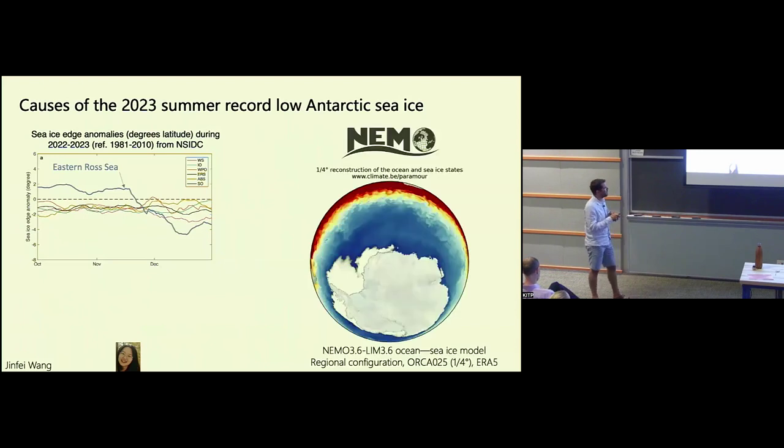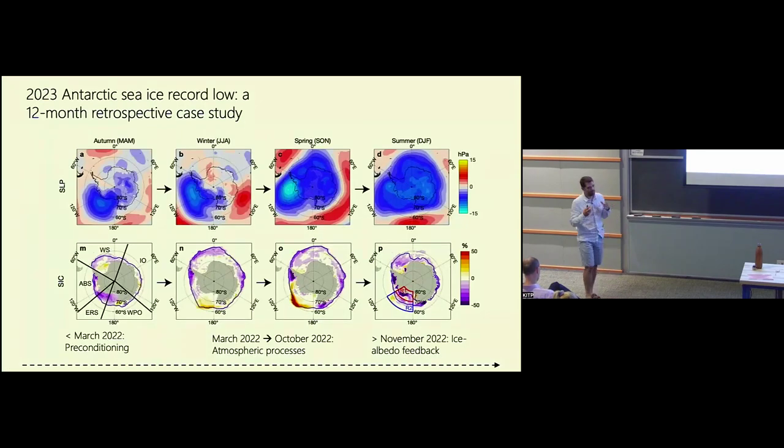For that, we used observations and this NEMO ocean sea ice model, and we really proceeded chronologically, starting 12 months before the record and going month by month to look at the maps and try to understand what was going on. We started in the season before the record, in autumn, after the previous minimum in summer, and we noticed a massive Amundsen Sea low deepening that installed itself and started to wobble a bit around its usual climatological location.